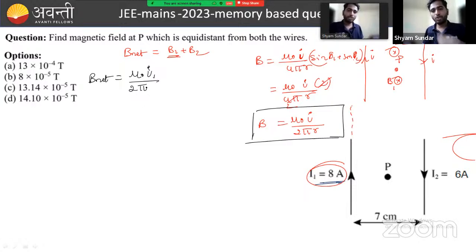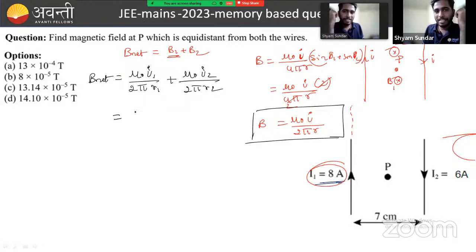Equidistance means the total distance is 7 centimeter. From that point, we can take half of that, 3.5. I will write this one first, R1 itself. Next, mu naught second current divided by 2 pi R2. Right, now from this you can clearly notice that a few things you can take common. R1 and R2 both are the same, hence take the thing outside also. If R1 is equal to R2, you can simply write R itself, no problem.